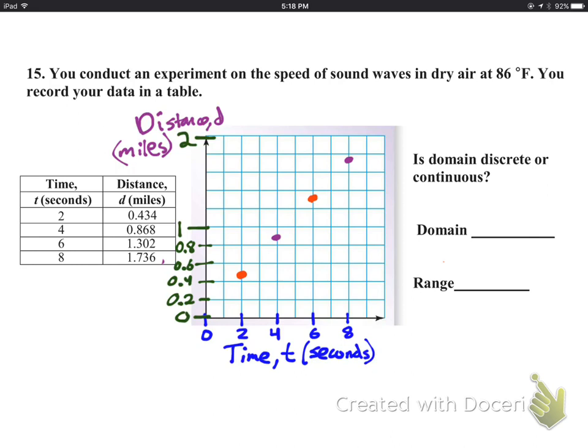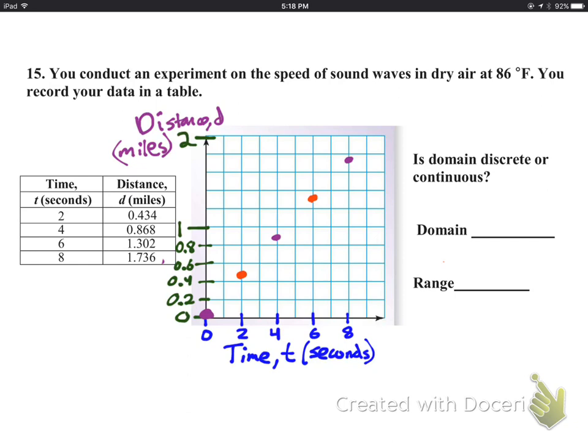We have to ask, can we have the fractions in between those? Let's start with 0, actually. Could we have 0 seconds? Well, let's see. As this time goes on, the distance gets further away. So at 0, it must have started right on top of it. So I'm going to put a point. You're conducting an experiment on the speed of sound waves, so we're recording the time and distance of sound waves. At 0 seconds, the sound wave isn't going to have gone anywhere. So 0, 0 makes sense as a point.